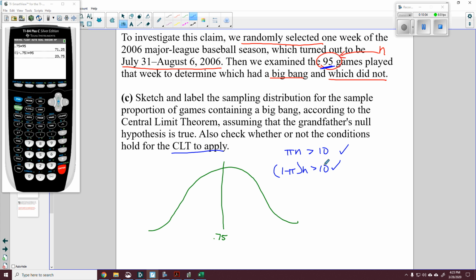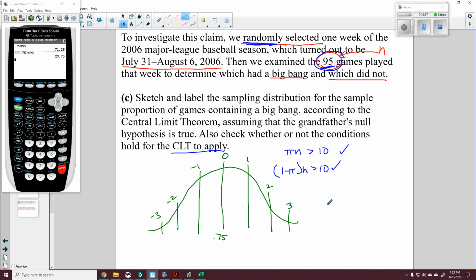So my central limit theorem is going to work here because we randomly selected the week, randomly selected our sample, which is 95 games, and our numerical conditions for the central limit theorem have also been met. So I'd like to fill out my normal model here. And I know I want to get 1 standard deviation, 2 standard deviations, 3 standard deviations, positive, and then negative. So, -3, -2, -1. That's 0. That's my mean. 1, 2, and 3.